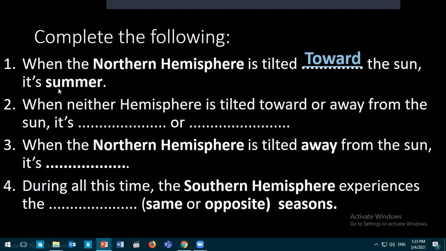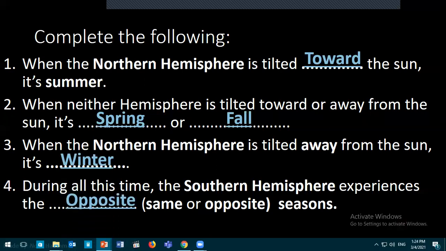When the northern hemisphere is tilted toward or away from the sun, it's autumn or spring. Yes, well done. Thank you so much. Now, number three: when the northern hemisphere is tilted away from the sun, it's winter. Yes. Now, number four.